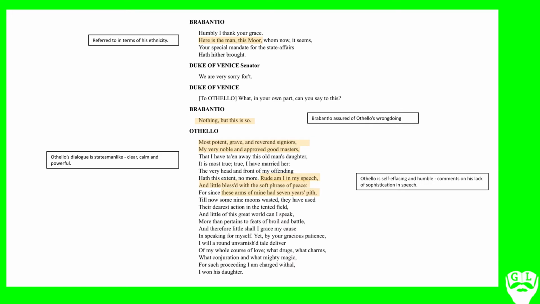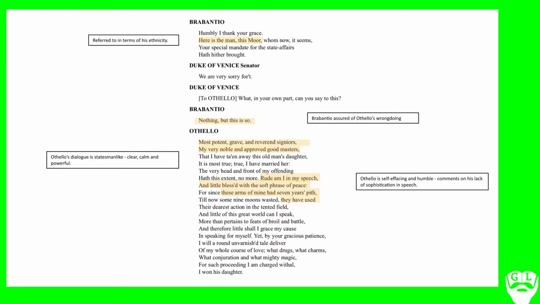He's talking here about being self-effacing. He is honest and humble. He's commenting on the fact that he's more of a man of war than a politician. However, the irony here is, in no other place in the play does he come across as more of a politician, which is interesting to note.